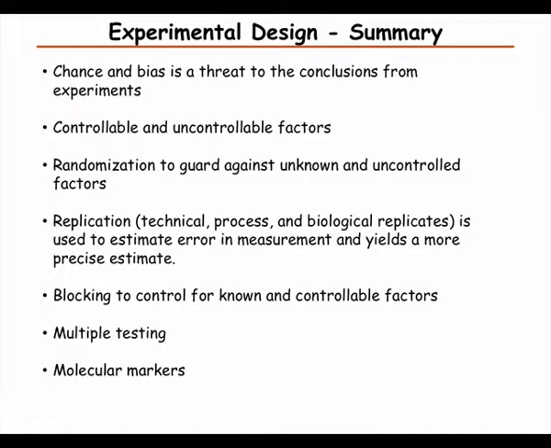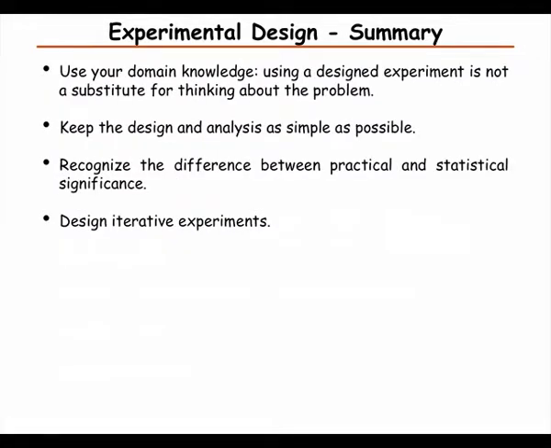Replication is very important. We can use it to estimate error, and we can get more precise measurements. And we should also use blocking to control for known and controllable factors. And last time we talked about how we should apply multiple testing when we do large measurements. So in general, experimental design isn't really difficult, but one has to take time to think about it and pay attention. That's the main thing.